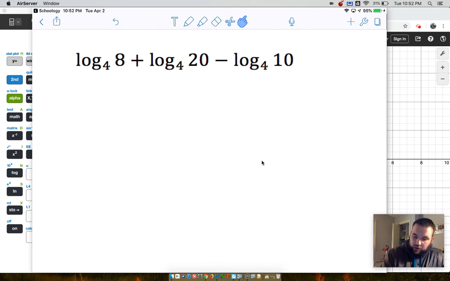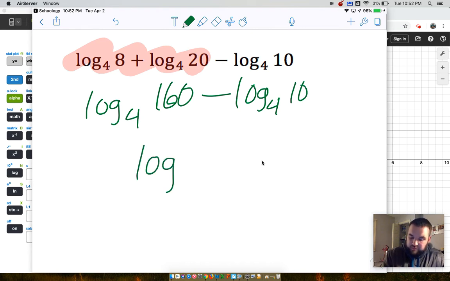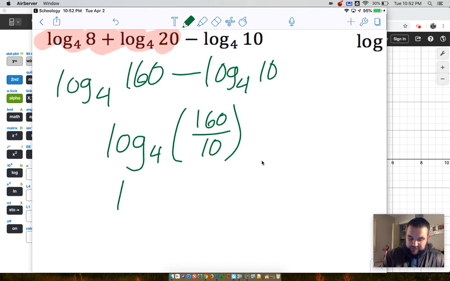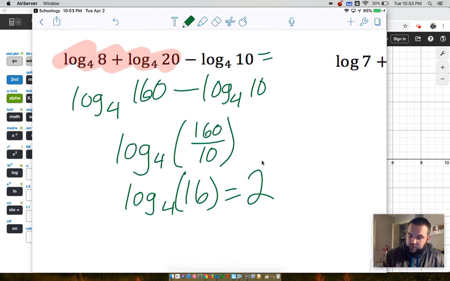So all of these are base 4, so I know I'm good to go to combine all these right away. Here, these first 2 are adding, so I'm going to multiply. That would be log base 4 of 160, because 8 times 20 is 160. Then I have to subtract log base 4 of 10. Because it's subtraction, I'm going to go ahead and divide the arguments now. So this will be log base 4 of 160 divided by 10. Okay, which of course is 16. So log base 4 of 16, which is just equal to 2, because 4 squared gives me 16. So this whole thing I could say is equal to 2.